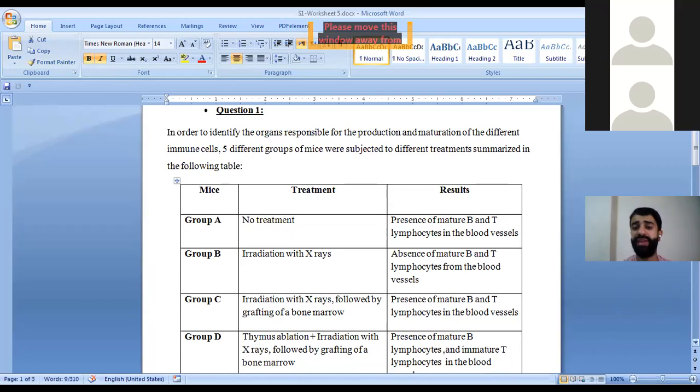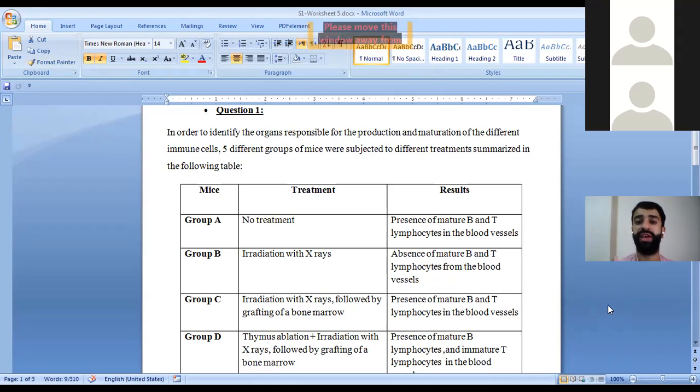Okay, so we said that irradiation with X-rays is responsible for the destruction of the bone marrow, okay? So in group B, Maya, they said treatment, irradiation with X-rays. What do we have? Absence of B and T lymphocytes. So they said interpret. What is interpret, Maya? Analyze plus what? Plus you have to give an indication. Excellent. So analyze plus indication. What do you have to say? You have to say that after irradiation with X-rays, the result was the absence of mature B and T lymphocytes.